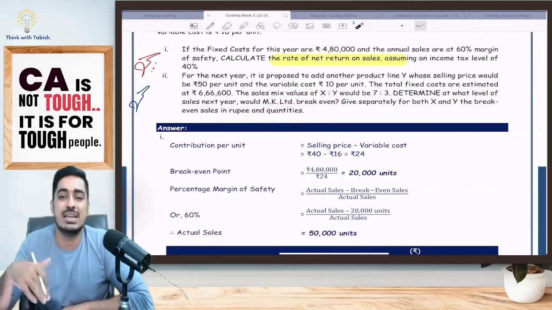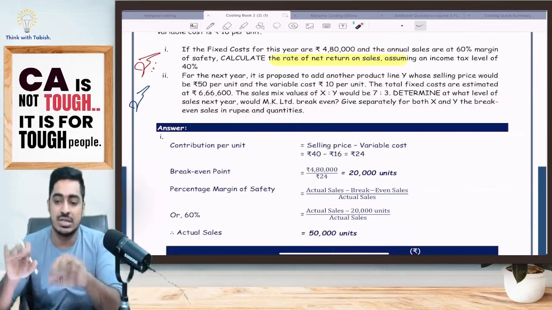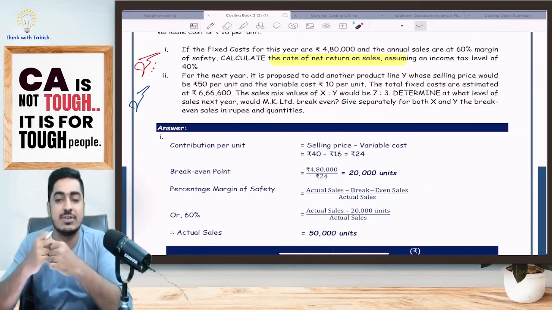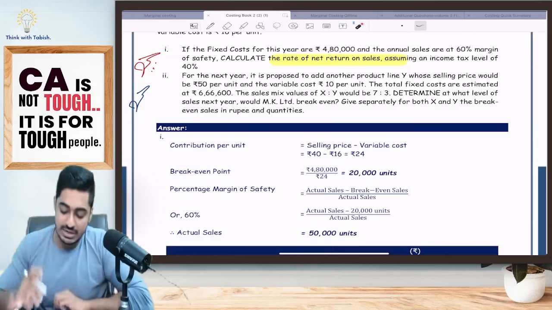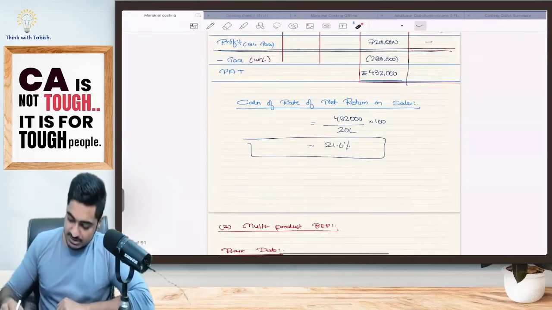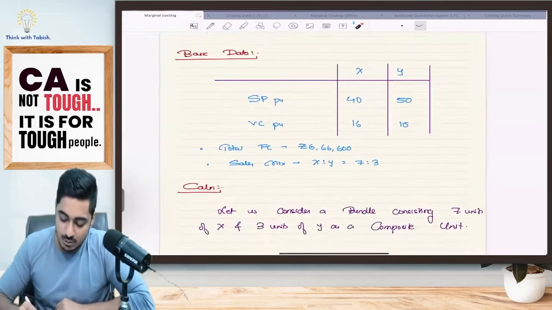That means I am going to sell multiple products. X is also there, Y is also there. I want to calculate the break-even point. It means I will calculate my multi-product break-even. First step, I will write down the data. Pay attention, everyone. I will first write down the data. Look at this basic data I have already noted.